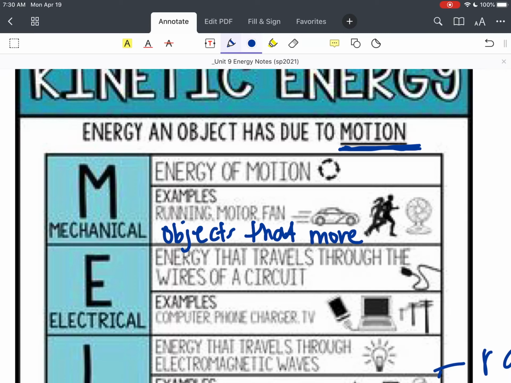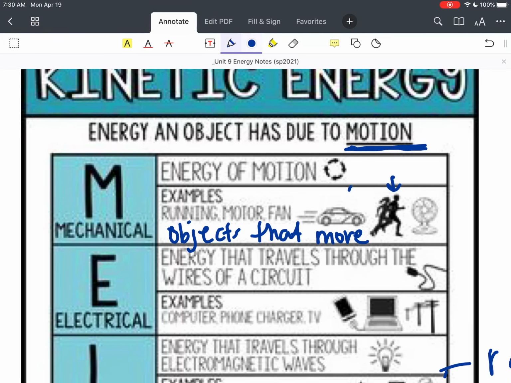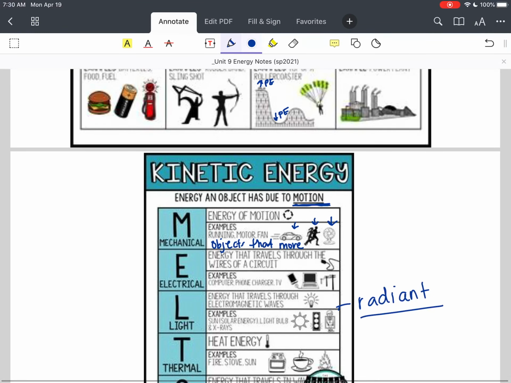The dog is running, mechanical energy. Anytime you're thinking of an object or a person or a thing, like here's some people, a car, here's a fan, you could think a fan or a windmill, those are all mechanical. So just make sure you understand that.